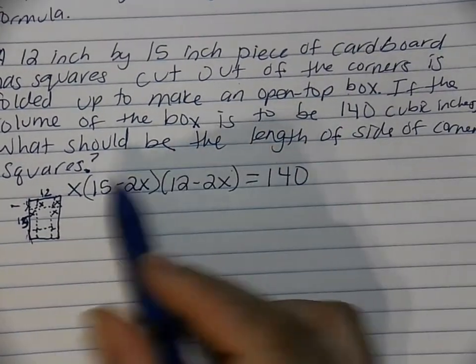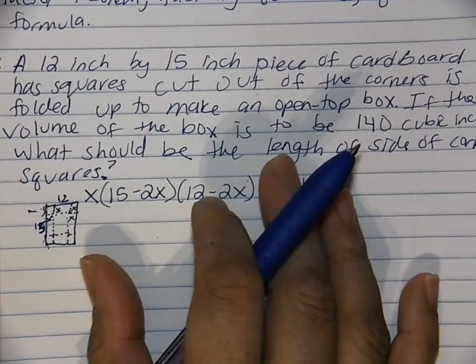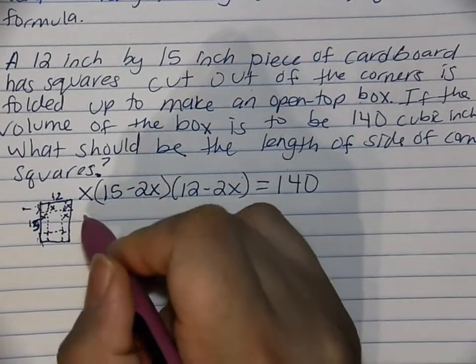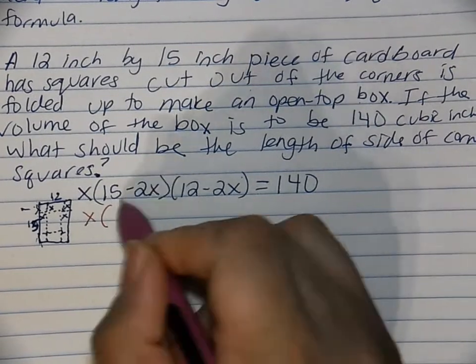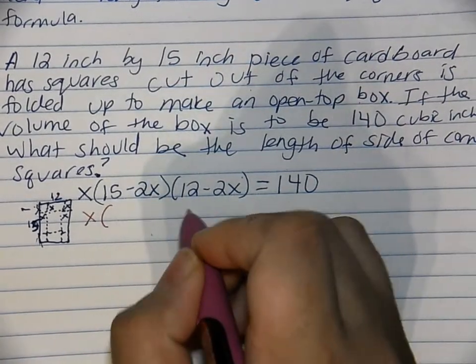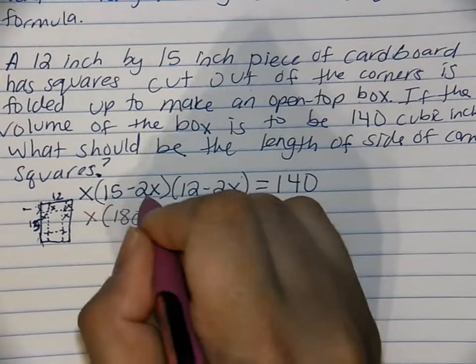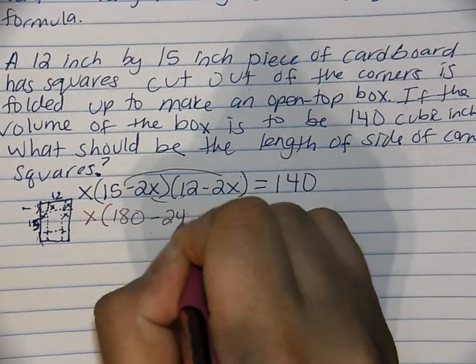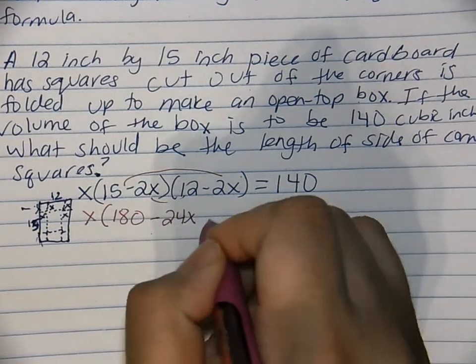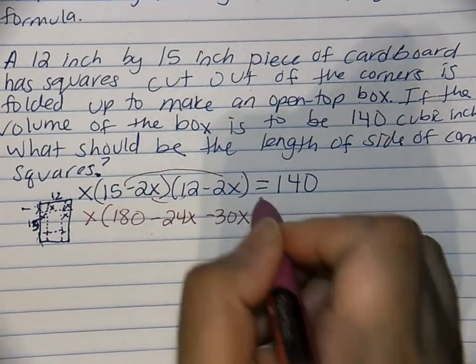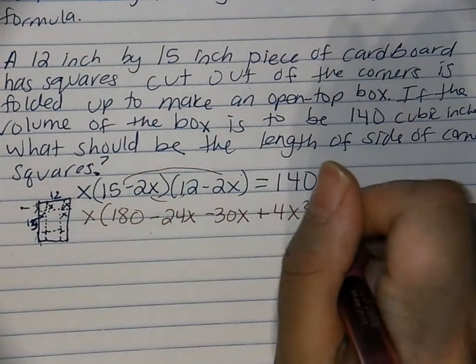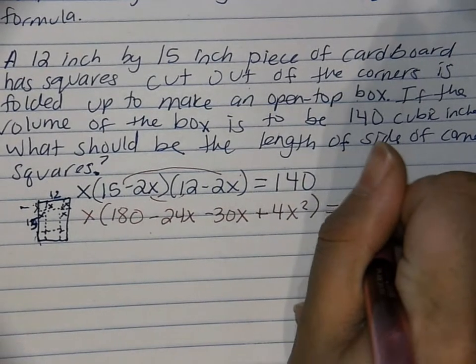So now we're getting ready to solve this, and the part that involves the most work here is being able to FOIL this and then take it from there. So first of all, the x I'm going to just leave in front there, and we're going to multiply this through. 15 times 12 is 180. You're going to get a middle term and an outer term. So this would be a negative 24x, and the outer term is a negative 30x. And finally, the last term is 4x squared, because negative 2x times a negative 2x. That whole thing is still equal to 140.